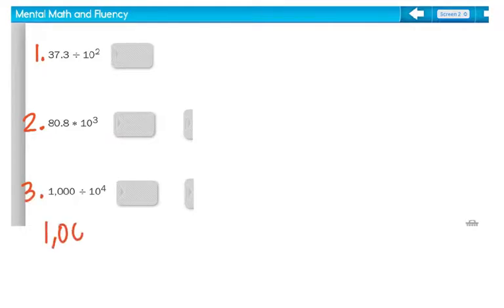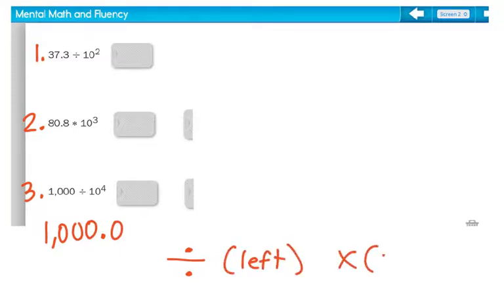All right, wipe off your whiteboard. Again, remember 1,000 is the same thing as saying 1,000 with 0 tenths. If we are dividing, our decimal point is going to move to the left. If we are multiplying, our decimal point is going to move to the right. Here we go. 37 and 3 tenths divided by, give you a little clue, 10 to the second power. 80 and 8 tenths times 10 to the third. We're multiplying, so it's going to move to the right. And 1,000 divided by 10 to the fourth, we're moving to the left. Pause your video and answer these 3.